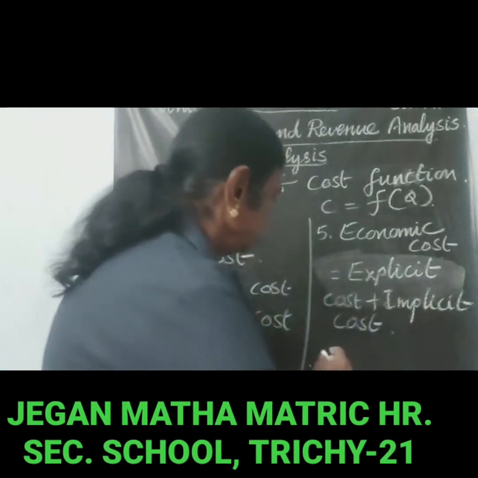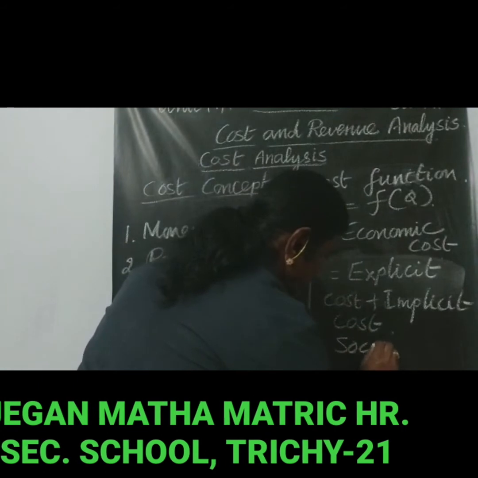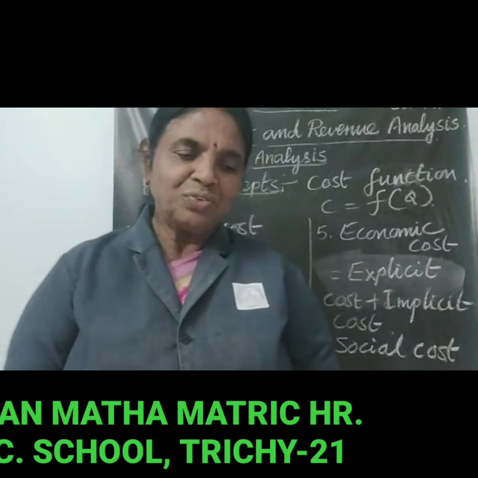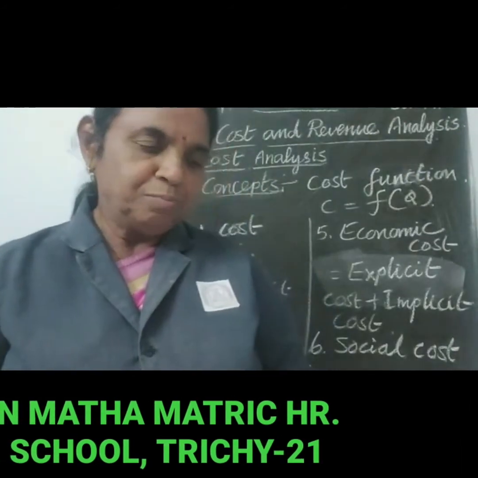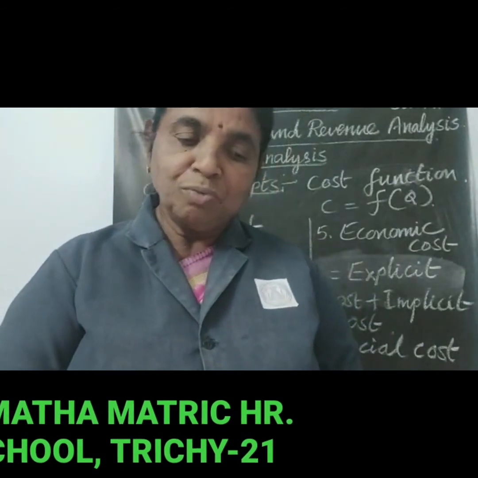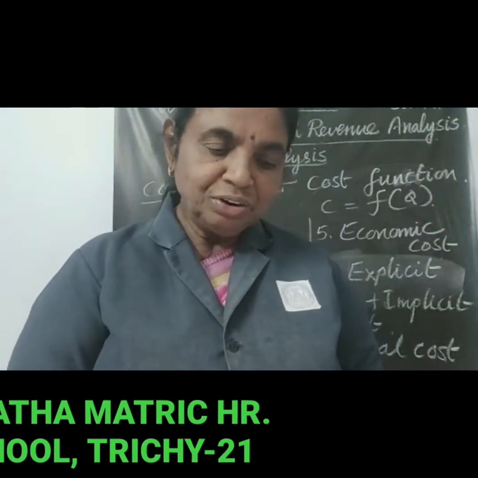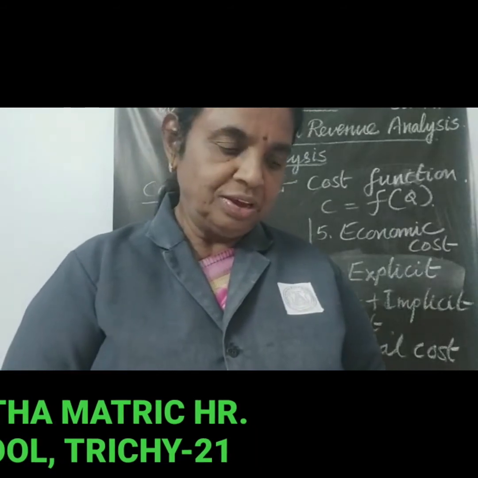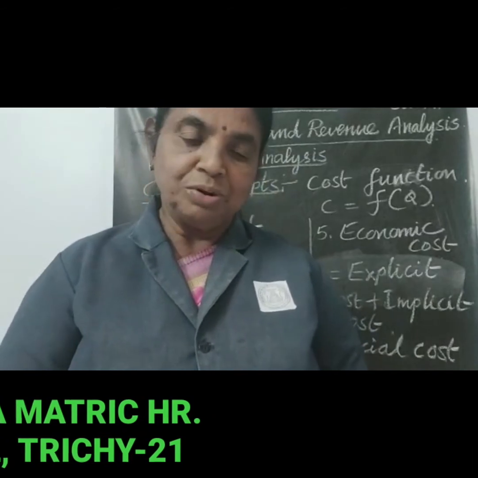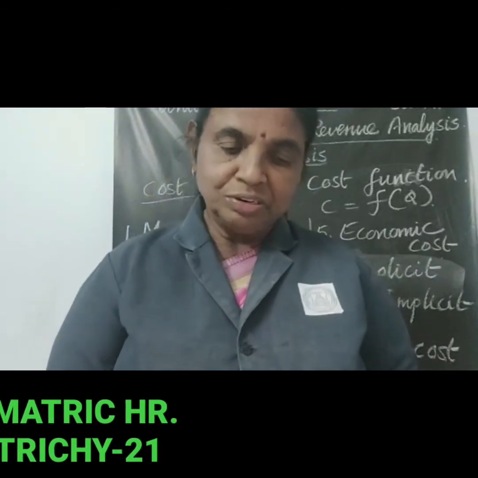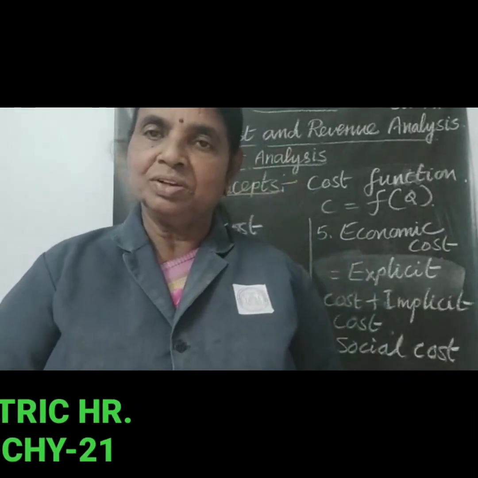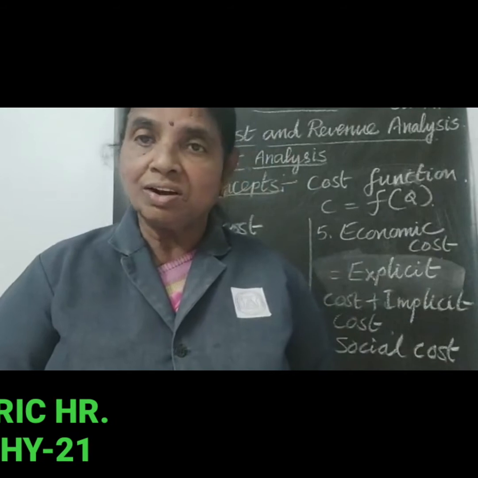Social cost. And the sixth one is social cost. It refers to the total cost borne by the society due to the production of your commodity. It is borne by the firm but incurred by others in the society. It is also known as external cost. For example, air pollution and water pollution caused by the firms, and it affects the society. This is known as external cost.